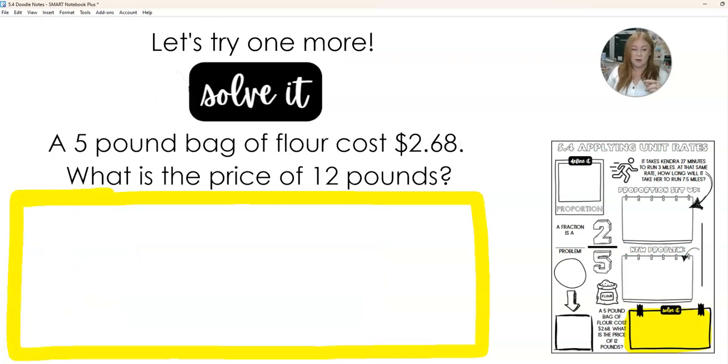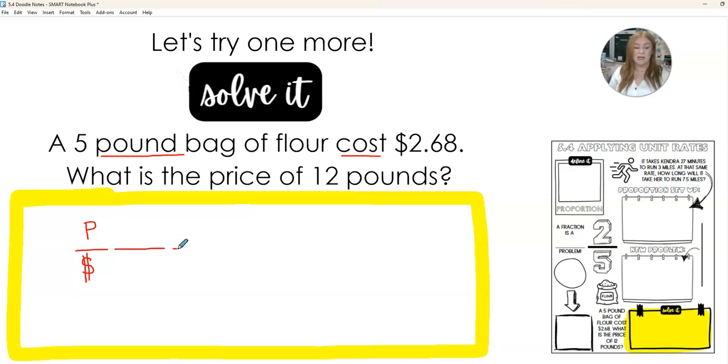So let's try one more of those. So we have a 5-pound bag of flour that costs $2.68. What is the price of 12 pounds? So first we need to know our units. What are we comparing? So we have a 5-pound bag, and it cost us this much money. So we have pounds. I'm just going to put P for pounds, and I'm going to put a $ sign for my money. So as long as you know what your labels mean, you're good, but you have to have your labels.